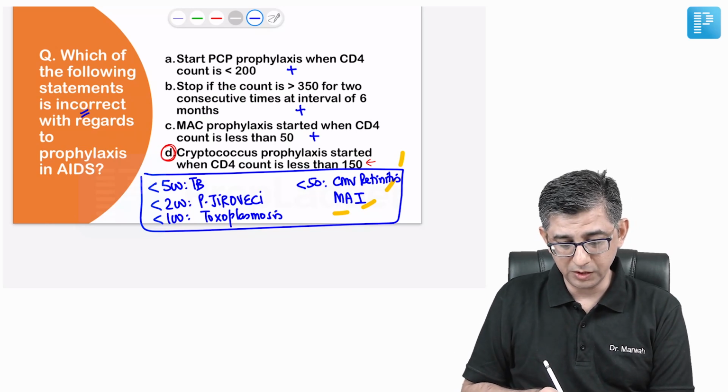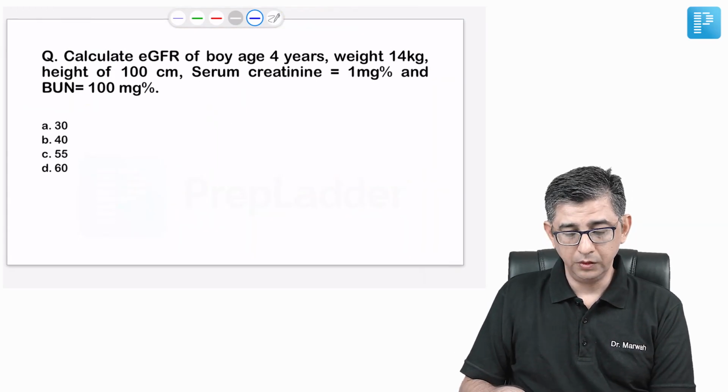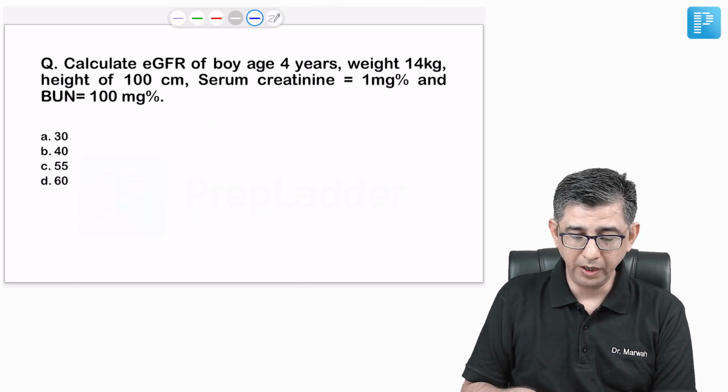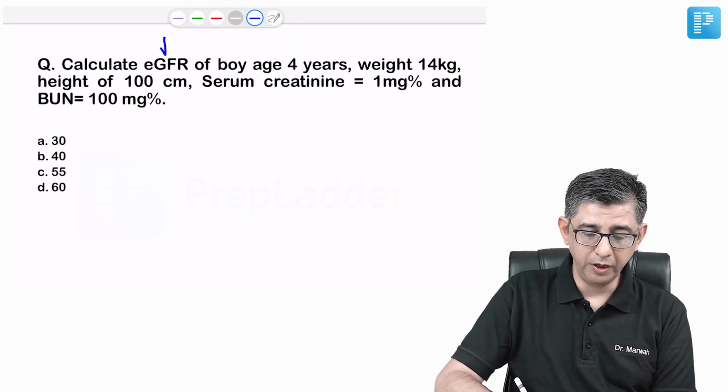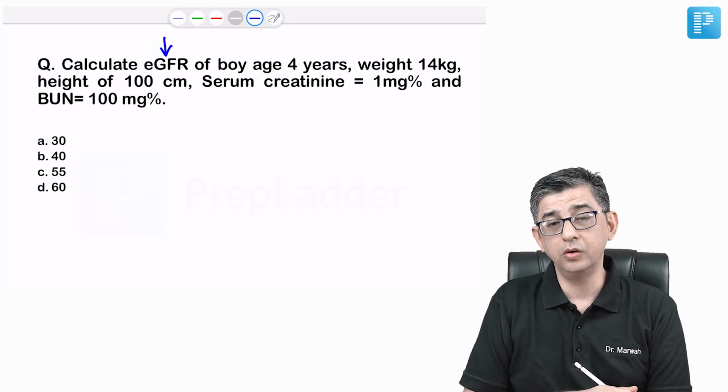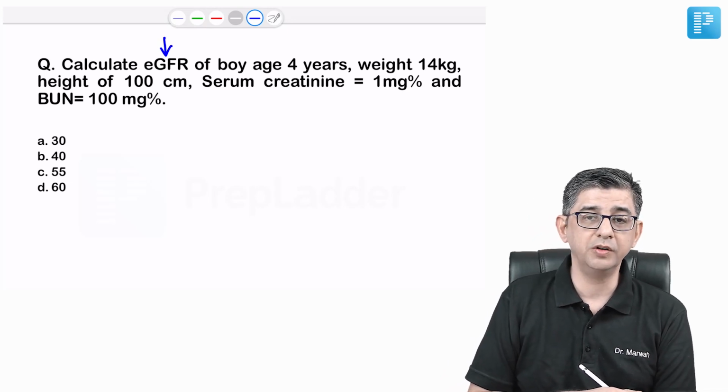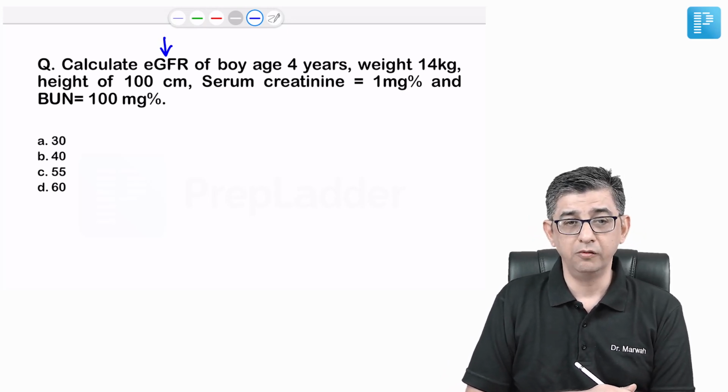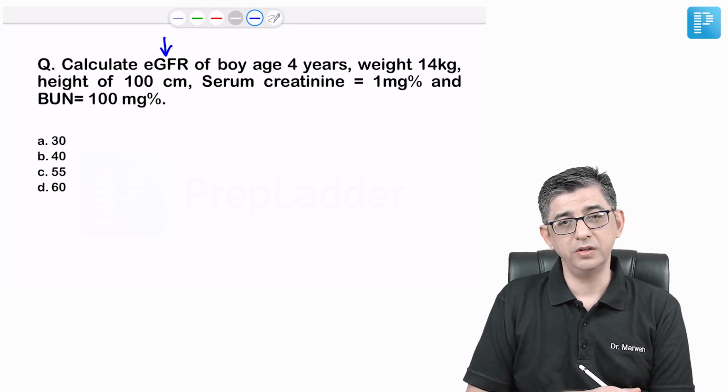And therefore the answer to this question will be option number D. The next question was having a pediatric overlap. Traditionally we read about the MDRD formula or the Cockcroft-Gault formula, but this said eGFR for a boy aged 4 years. Weight of the child was also given and the height of the child was also given.